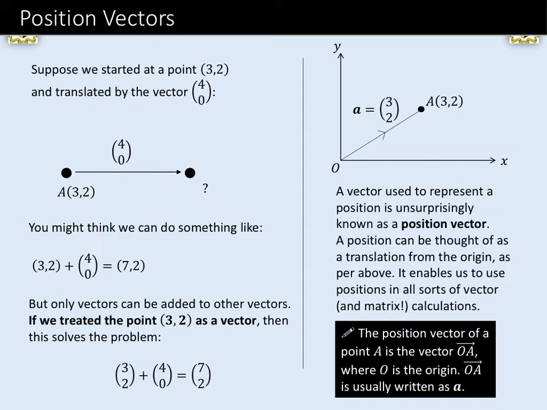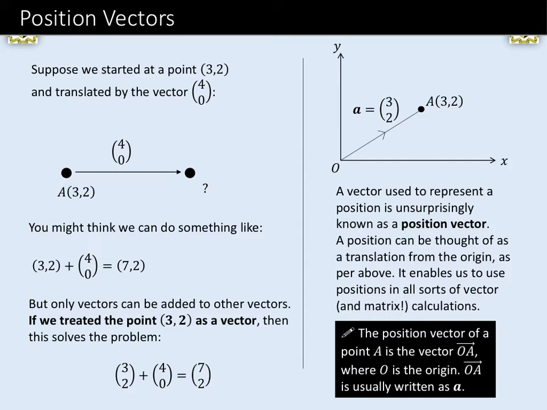So what we could do, though, is to treat this as a vector, which will just be 3, 2, and then I add the vector 4, 0, and then I'll end up with 7, 2 there. So that would be absolutely fine, but we need to write the coordinate point as a vector. So if we're trying to show the position of a point using a vector, then we're just going to call this a position vector.